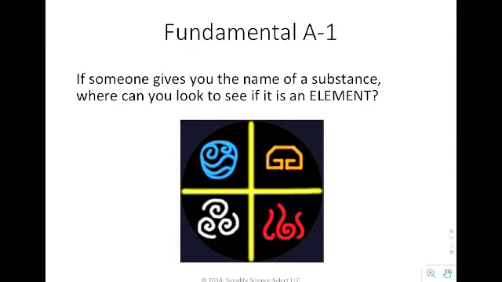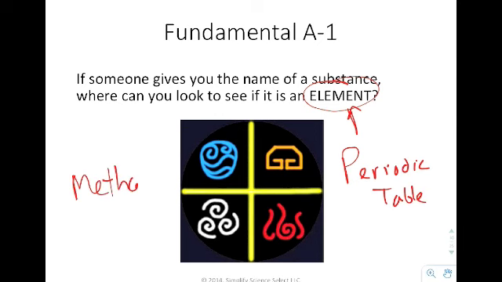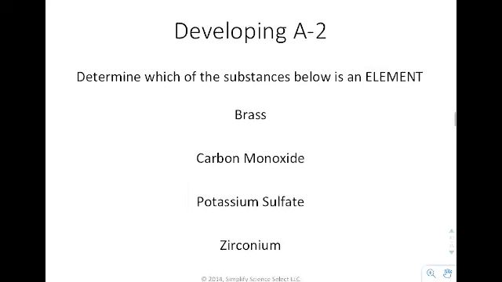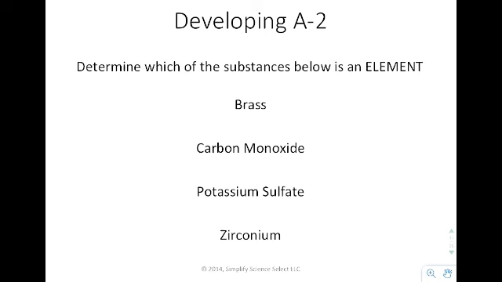So if someone gives you the name of a substance, where can you look to see if it is an element? Remember, if we want to see something as an element, we look at the periodic table. If I give you something like methane, and I say, hey, tell me if methane is an element, you would look on the periodic table and say, is methane on the periodic table? If the answer is no, then it's not an element. If the answer is yes, then it is an element, and the answer is, of course, methane is not on the periodic table. Next it says determine which of the following substances below is an element. So I'm going to use the knowledge of trying to say, is it on the periodic table? The first thing I do is I look for brass.